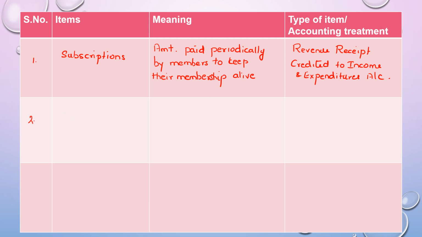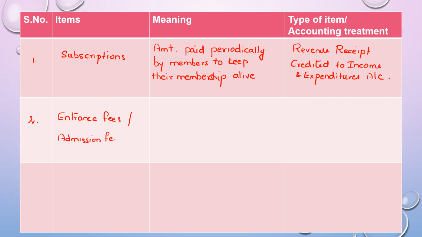Moving on, we will learn about the second item which you will find in an NPO. It is called entrance fees. You would find it by different names. It can also be named as admission fee.